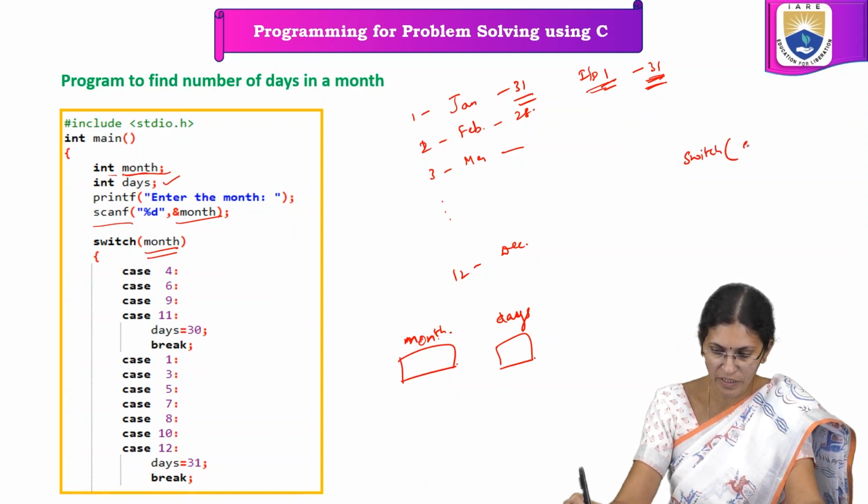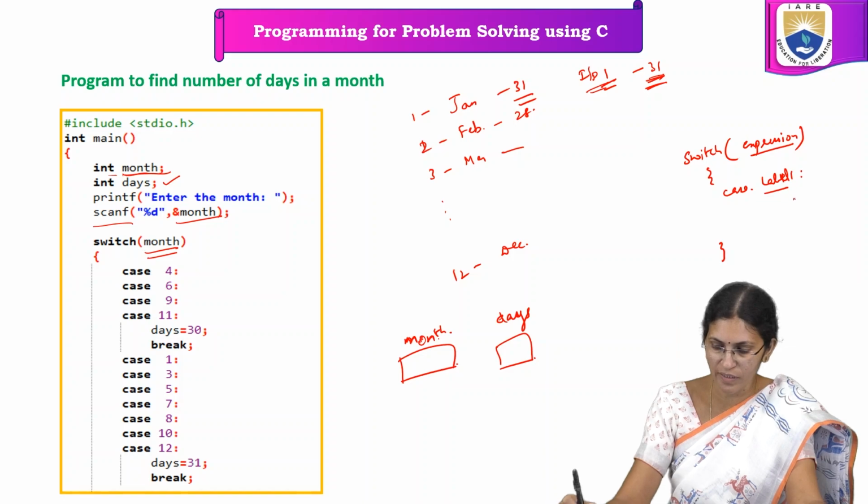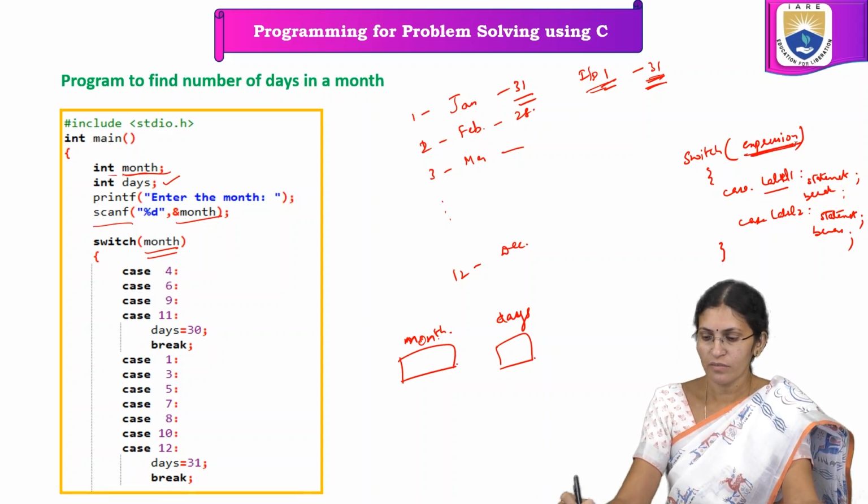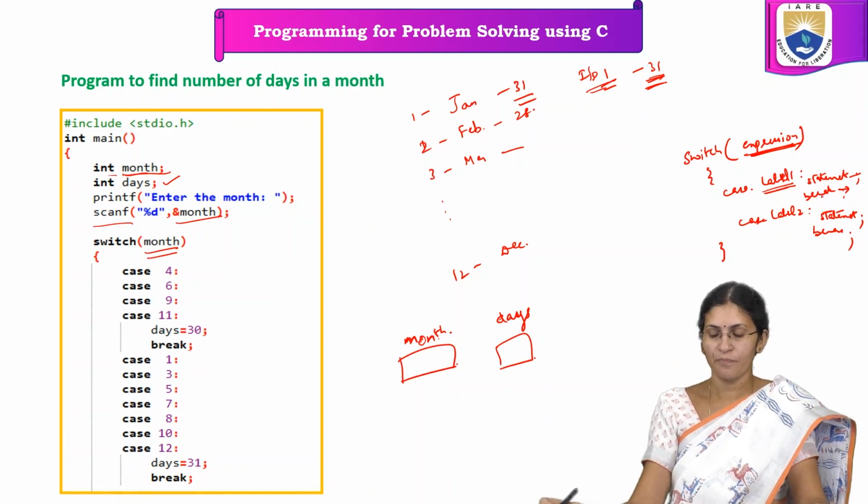The syntax of switch case is switch followed by expression, and then inside this we need to write the cases. So case and then label. Suppose this is label 1, then statements and then break, then case label 2, then statements and then break. So if this expression value matches with this label 1, then these statements will be executed, and after encountering this break statement, it will come out of this switch case.